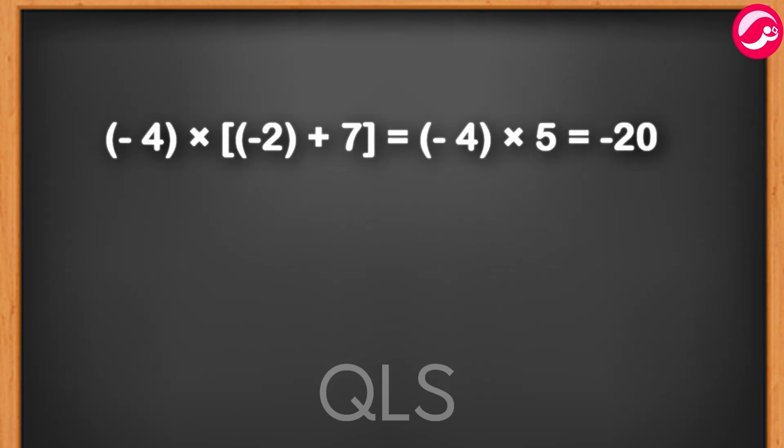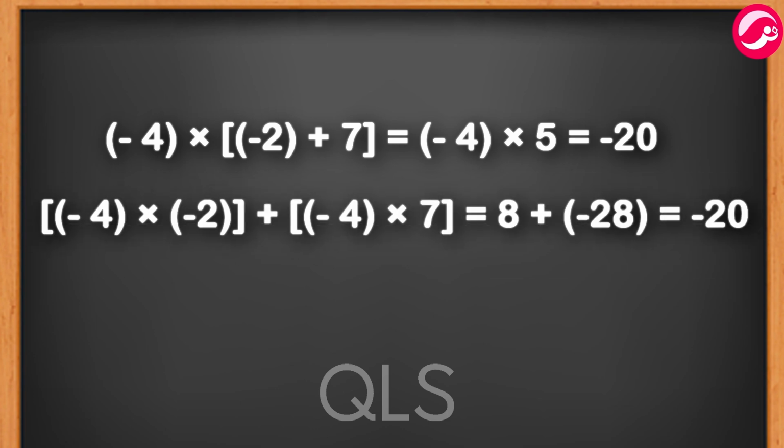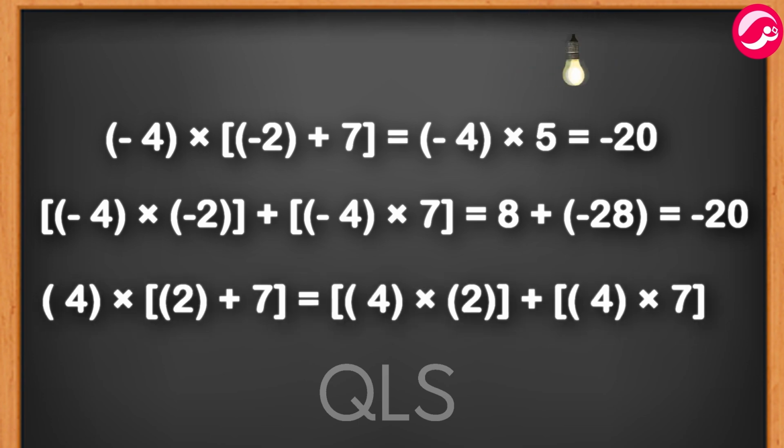Now, B. Minus 4 into (minus 2 plus 7). Minus 2 and 7 are grouped together. The result will be, minus 2 plus 7 is 5, and minus 4 into 5 will be minus 20. Now, we will do the distributivity. We will do minus 4 into minus 2 plus minus 4 into 7. Minus 4 into minus 2 is 8, while minus 4 into 7 is minus 28. 8 plus minus 28 is minus 20. The answer remained the same. So, we can say that minus 4 into 5 is equal to minus 4 into minus 2 plus minus 4 into 7.